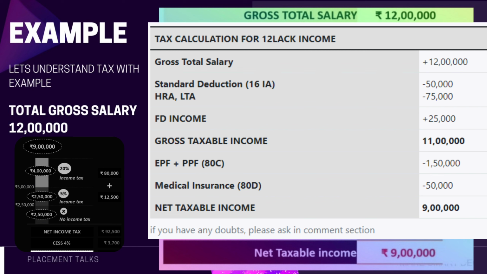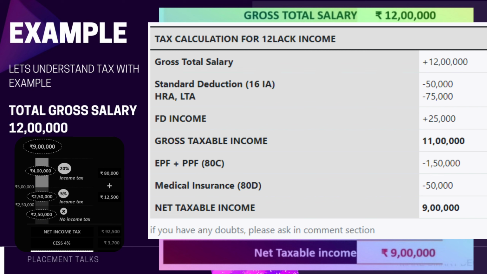So according to the old rate, 20% income tax on 4 lakh means 80,000 rupees. So the total will be 80,000 plus 12,500, that is 92,500 rupees. And also we will be charged 4% cess on the tax. So 4% on this 92,500 will be 3,700 rupees. So this is the total tax we need to pay for the salary of 12 lakh rupees.